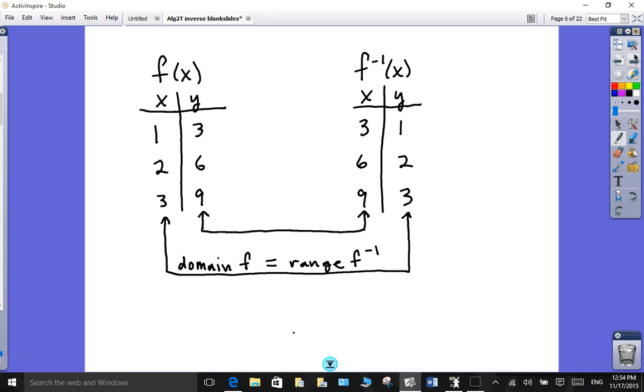The inverse, which is also like the sine minus 1, designated with a little superscript of minus 1, is 3, 1, 6, 2, 9, 3, meaning you just take these two and flip them. That's the inverse. So if I say f of 1 equals 3, then f minus 1 of 3 equals 1. Right? They go in exactly opposite directions.